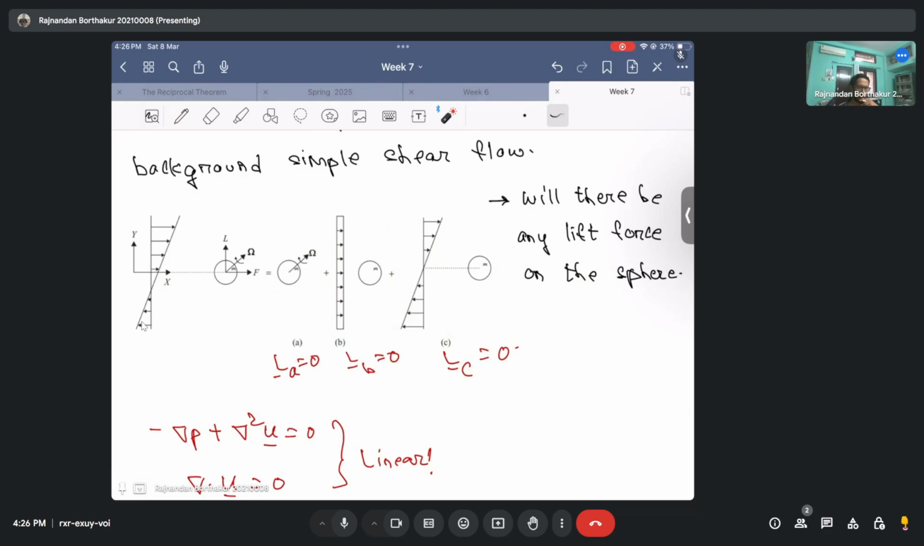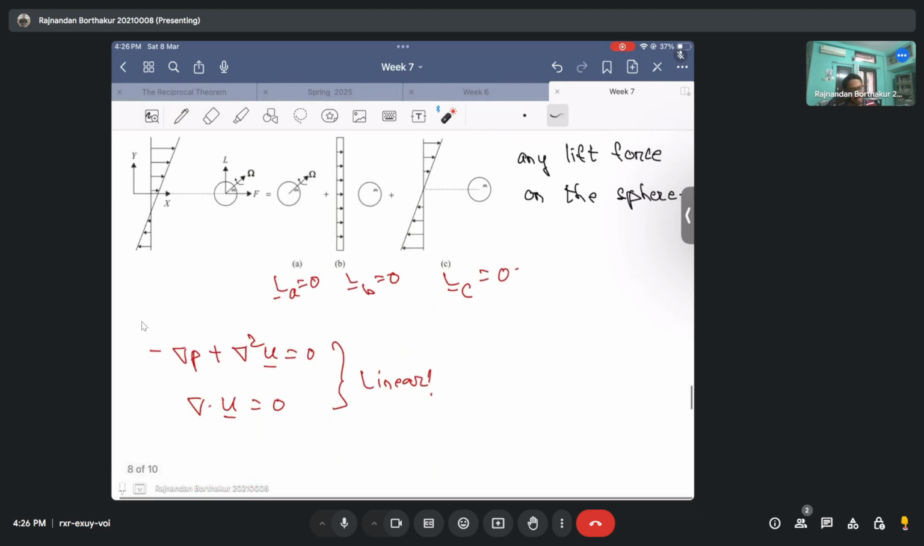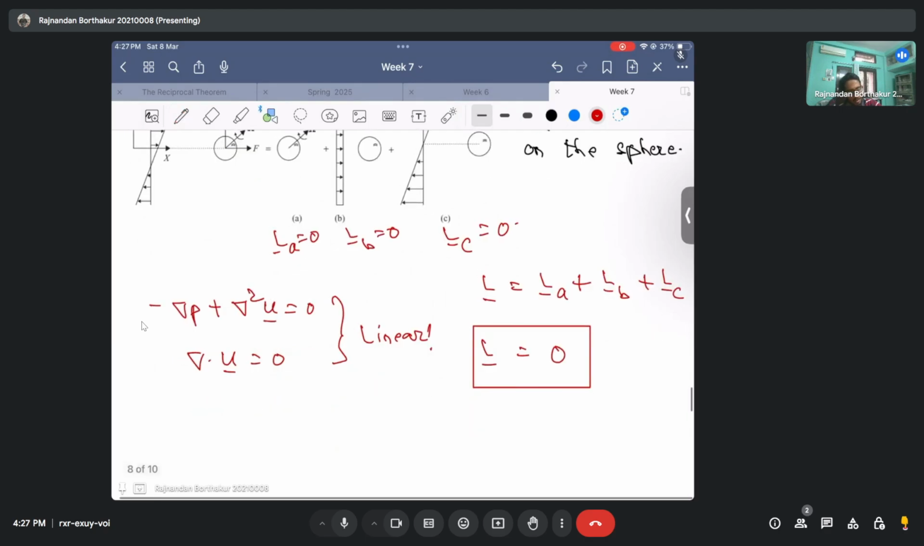This means that since the net lift forces of the individual problems are 0, the total lift, L, which is the summation of L_A plus L_B plus L_C, has to be equal to 0. And this is once again because of the fact that my governing equations are linear.